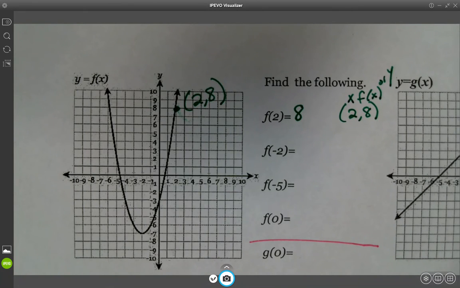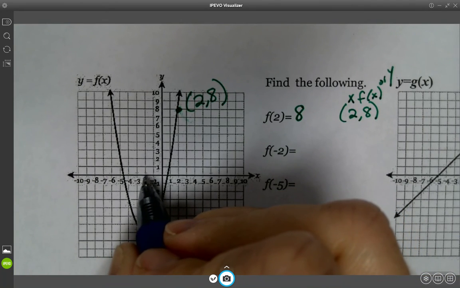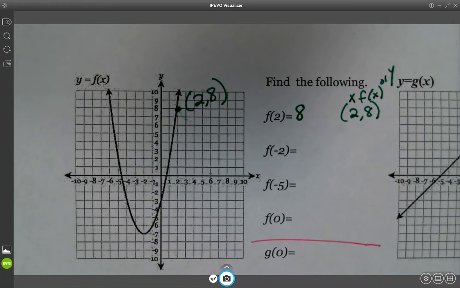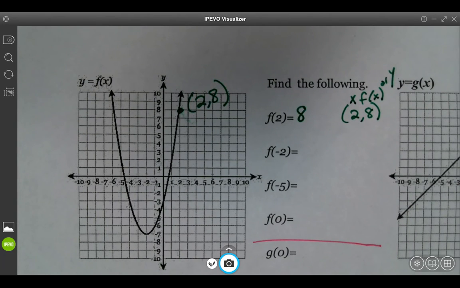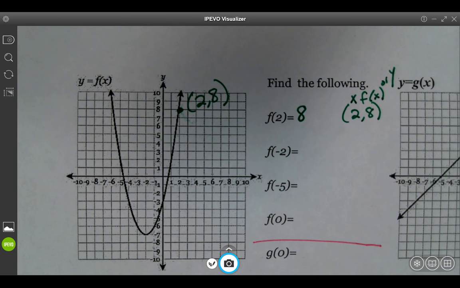All right, let's see. F of negative 2. You go over to negative 2. Go ahead and do the rest of them. I'm going to give you a minute to do that. Let's go first one. Right.